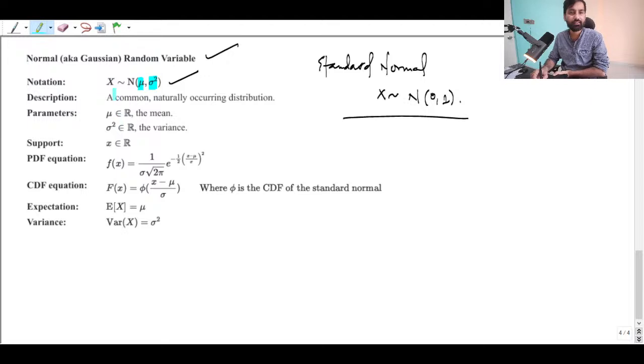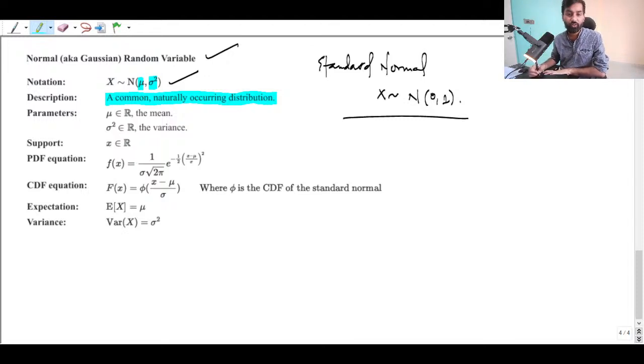Understand? And a common naturally occurring distribution. This is a naturally occurring distribution. If you add many independent random variables, you're going to get the normal distribution only, guys, right? In statistics, in the central limit theorem, remember this plays an important role.